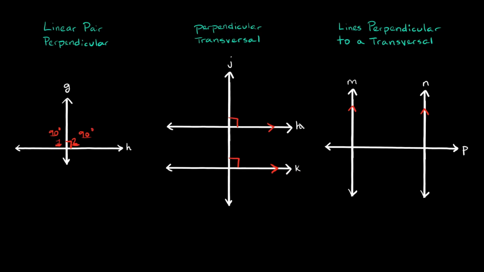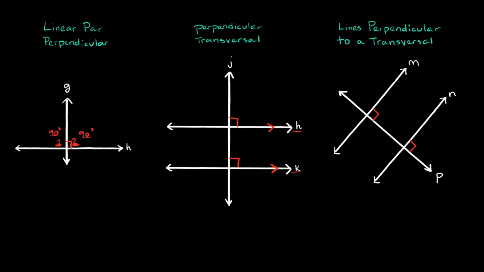So we can only make this assumption that these two are perpendicular if these two lines right here, so in this case H and K, are parallel, okay? That's super, super important. You have to know first that these two lines right here are parallel. And if you do, then again, you can make this assumption, right? And this is known as the perpendicular transversal theorem, again, in case you want to know the name.